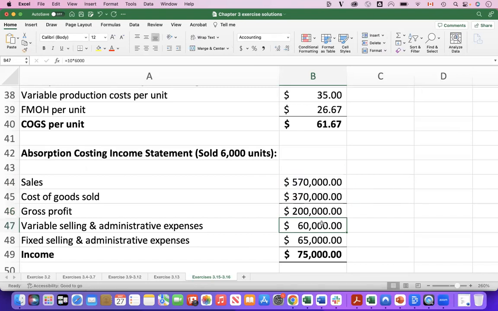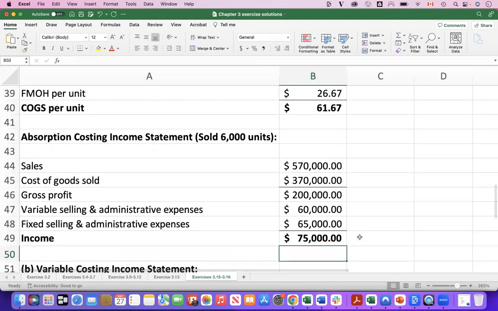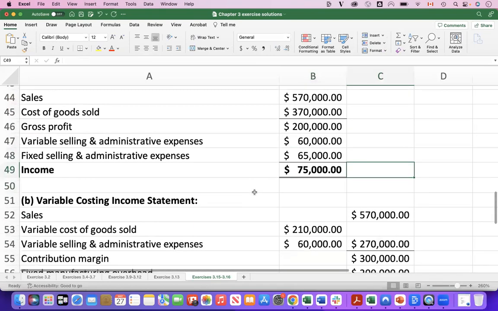Our variable selling and administrative expenses, it was $10 per ball. We sold 6,000 balls, so we get a total variable selling and admin of $60,000. Fixed selling and admin is just a fixed amount for the year. It was $65,000. That gets us an income level of $75,000 under absorption costing.